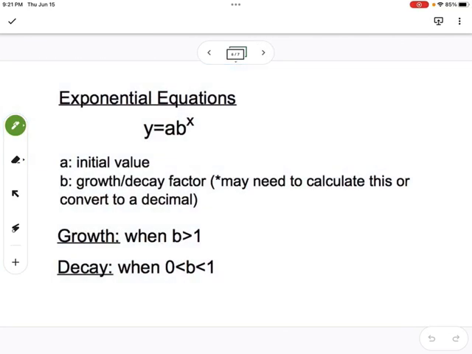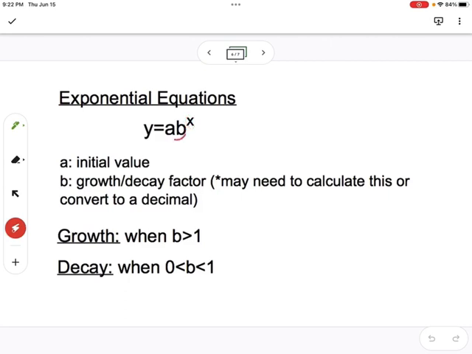Next, looking at our exponential equations, we have y equals ab to the exponent x. A reminder with our exponential equations, we can have a growth or a decay. So the a value is the starting amount that you have. The b is the growth or the decay rate. And x is going to be your time.